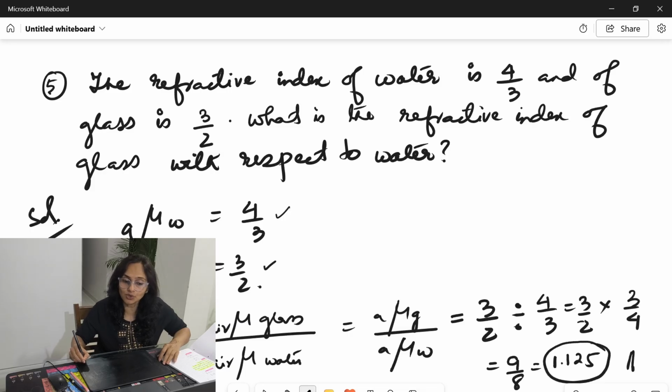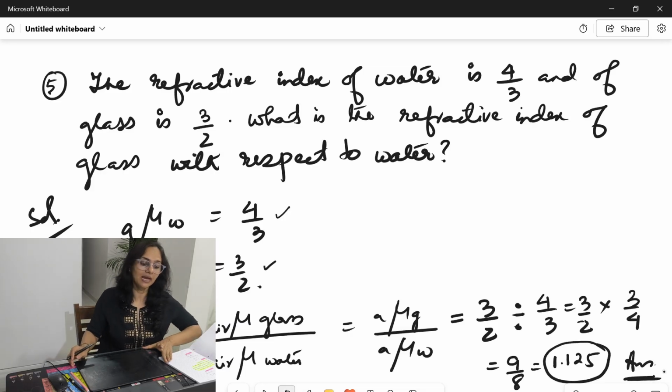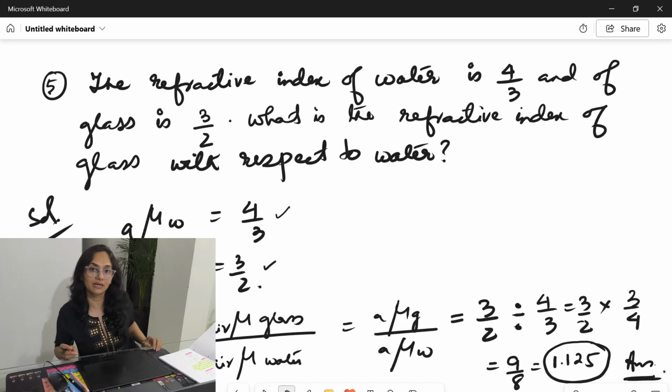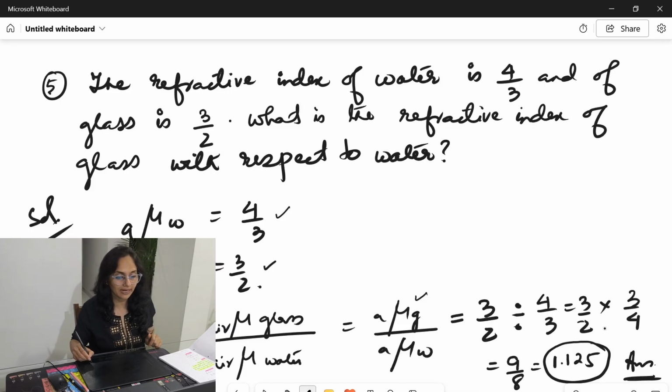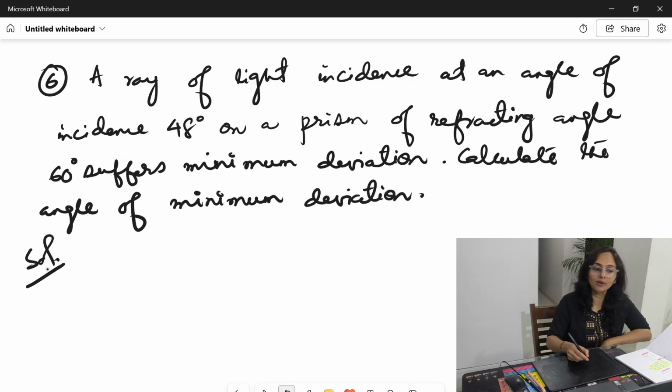So for doing this question, what we have to remember is that for the refractive index of glass with respect to water, the formula is refractive index of glass with respect to air by refractive index of water with respect to air, and we can calculate in this manner, right? Let's solve some more questions to understand what other different kinds of questions we get from this chapter in numericals. So let's see next. Look at this question.